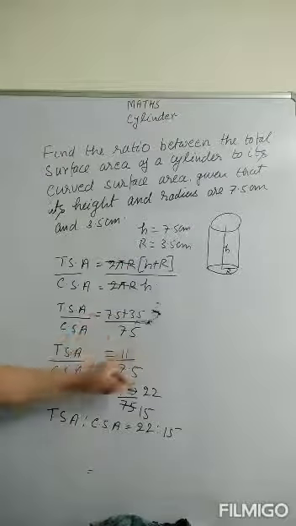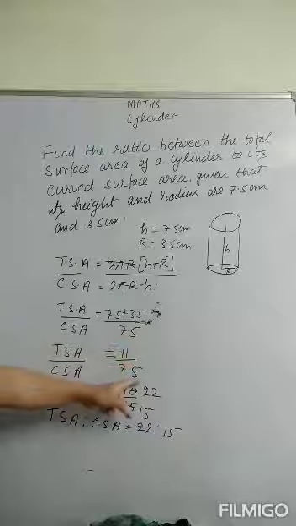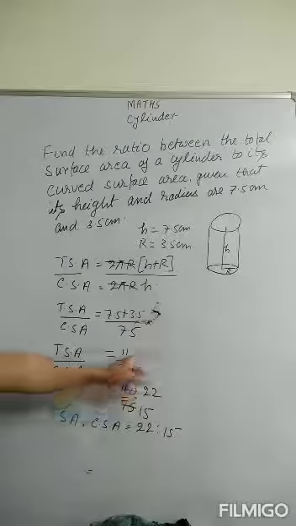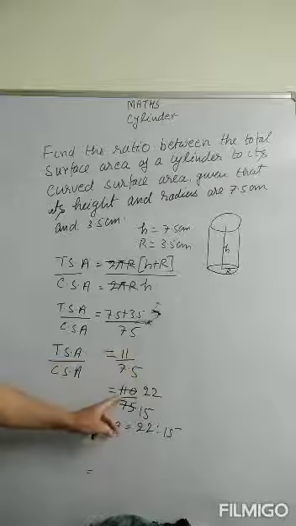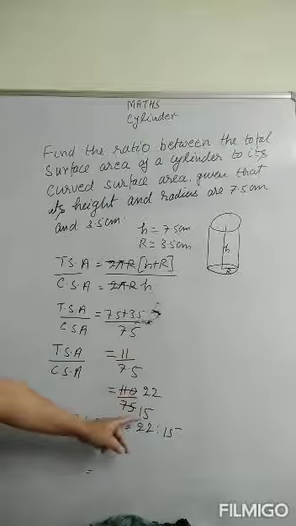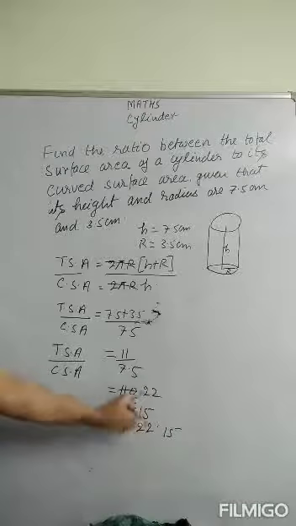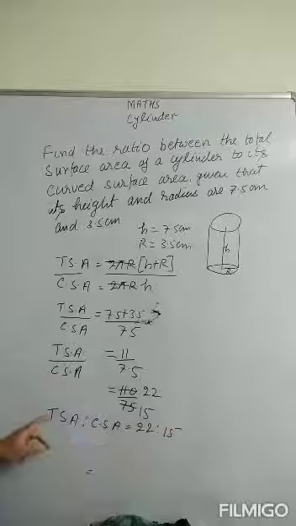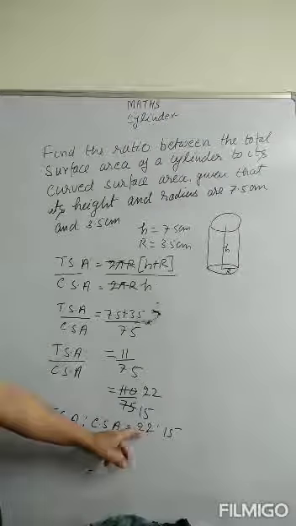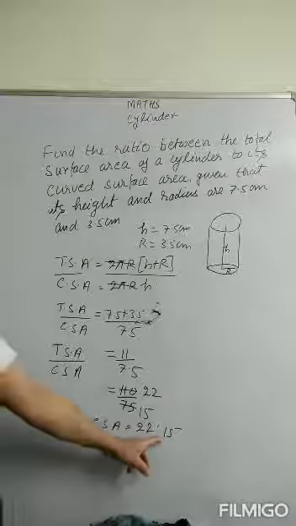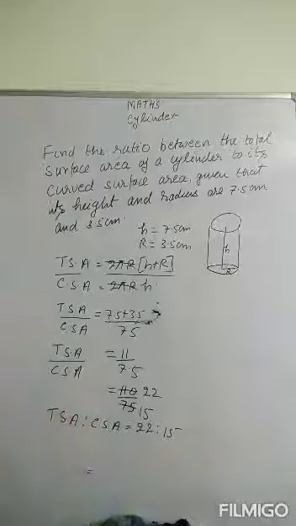So if you add these two, it comes 11. This is upon 7.5. Now shift this decimal towards this side, so here you will get 10. So it is 110 upon 75. Reduce it. You will get 22 upon 15. So total surface area to curved surface area will be how much? 22 ratio 15. So this way you can try these questions.